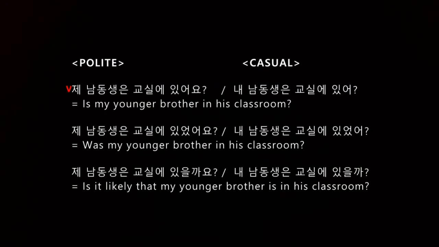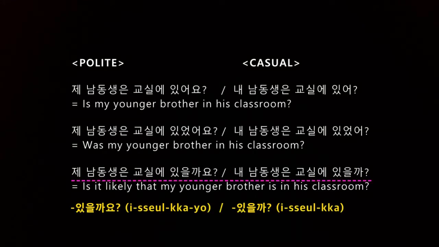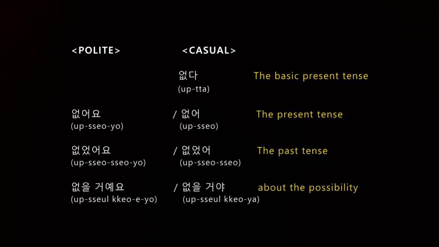제 남동생은 교실에 있어요? 내 남동생은 교실에 있어? 제 남동생은 교실에 있었어요? 내 남동생은 교실에 있었어? 제 남동생은 교실에 있을까요? 내 남동생은 교실에 있을까? This one is using another ending to be changed into the question. 있을까요? 있을까? Polite, casual.